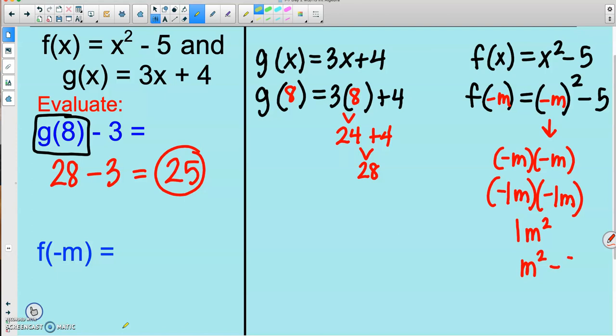And then I'd have the minus 5 from here. Okay, so m squared minus 5. That's my final answer. So not the prettiest answer.